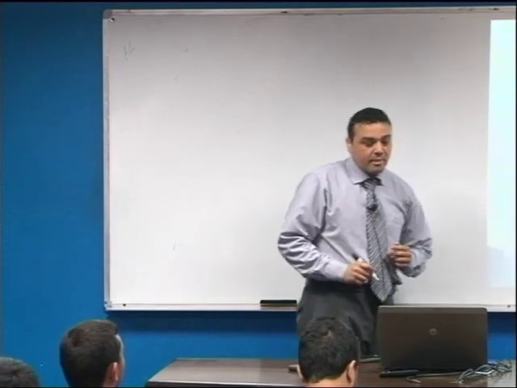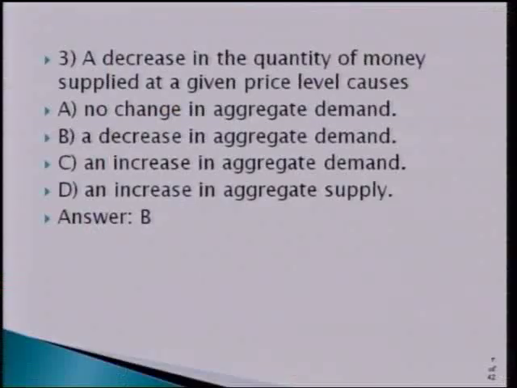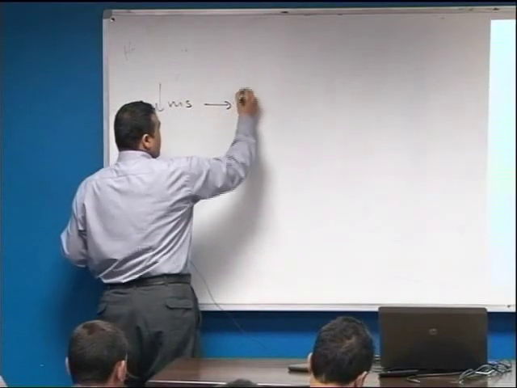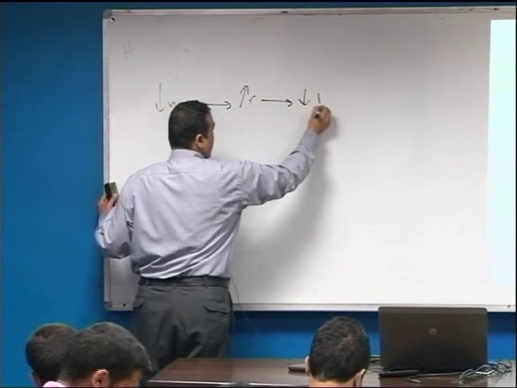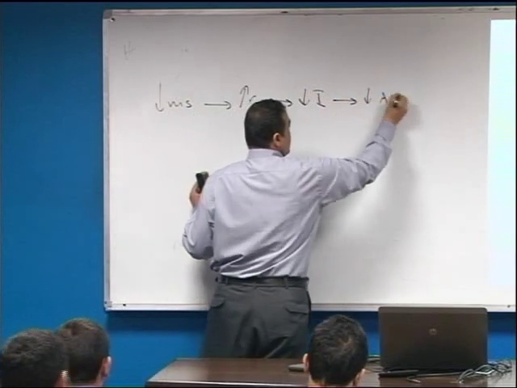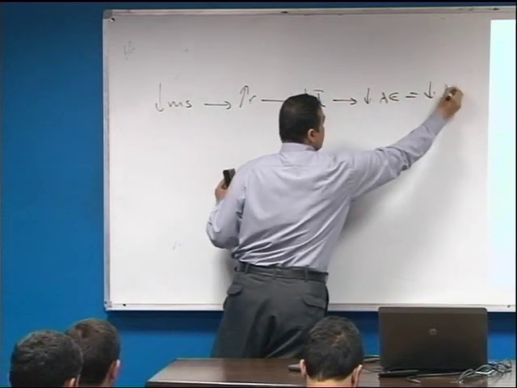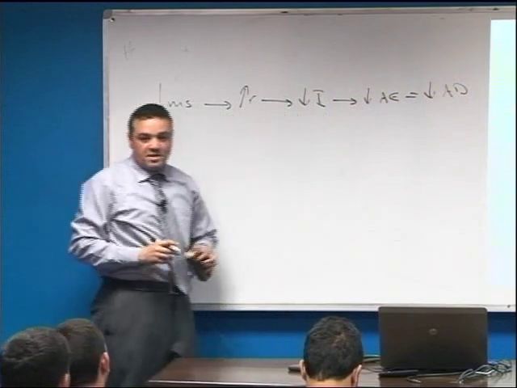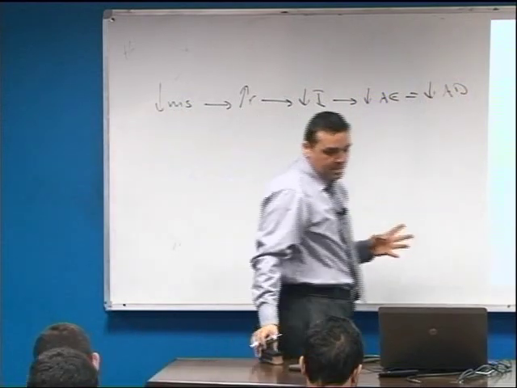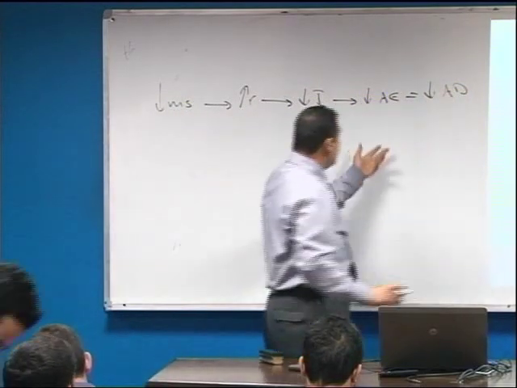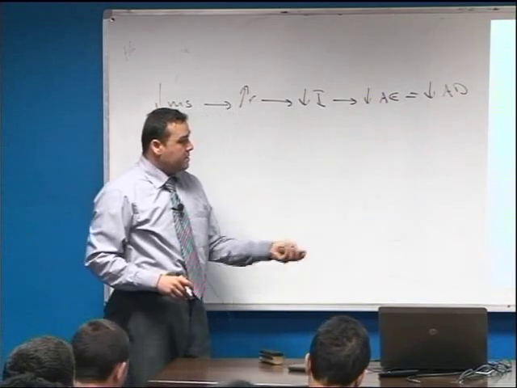A decrease in the quantum of money demanded, or money supply, leads to what? Decreasing money supply, increasing R, decrease I, decrease aggregate expenditure, and decrease aggregate demand. So there is a leftward shifting in the aggregate demand curve, right? So the best answer is a decrease in aggregate demand.